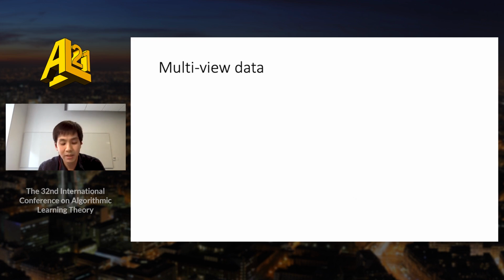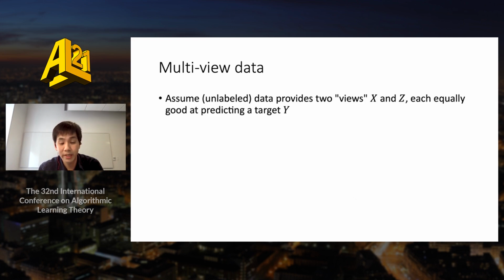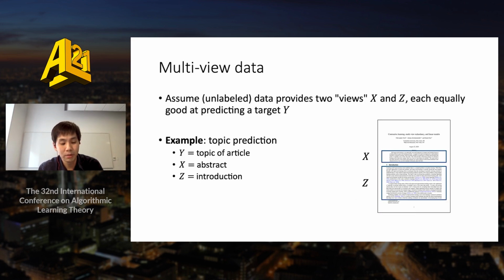Now I will present the multi-view redundancy condition. At a high level, multi-view data have distinct views that are each useful for predicting a target Y. For example, if the goal is to classify scientific articles by their topic, one view might be the abstract of the article, and another view might be the introduction.